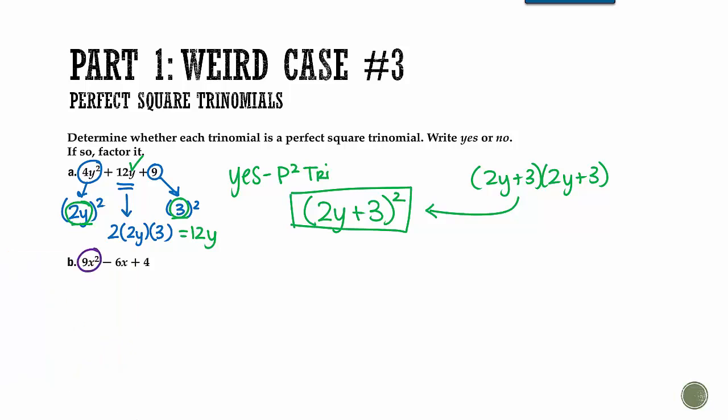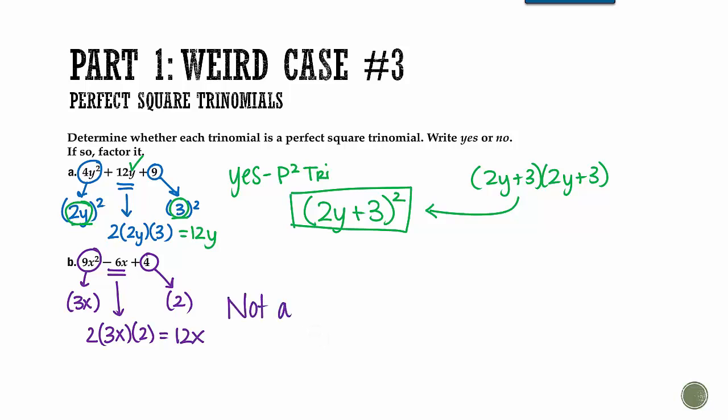So what do you have to square to get 9x squared? That would be 3x. What do you have to square to get 4? That would be 2. And then we need to check to make sure. If we do 2 times 3x times 2, do we end up with 6x? 2 times 3 gives me 6, times 2 gives me 12x. So this is not a perfect square trinomial.